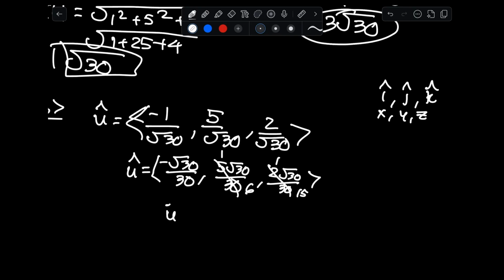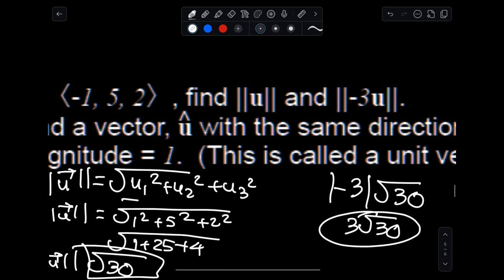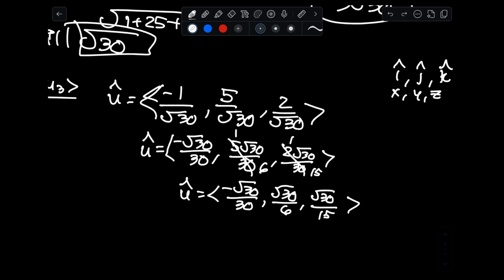And I'll rewrite that again. Our u hat equals negative root 30 over 30, root 30 over 6, root 30 over 15. And then if you were to square everything and take the square root of it, like we did above here, you get a distance of 1, or a magnitude of 1, excuse me.